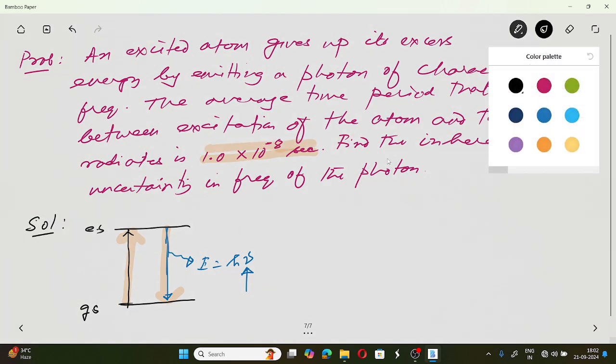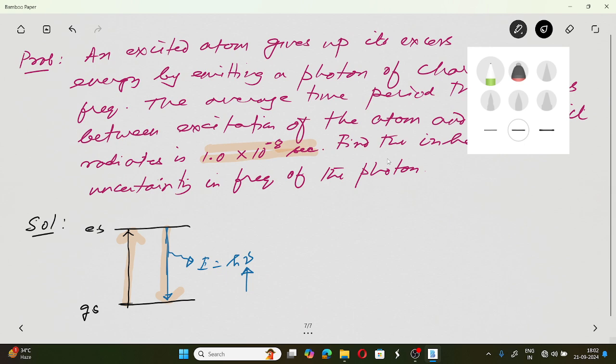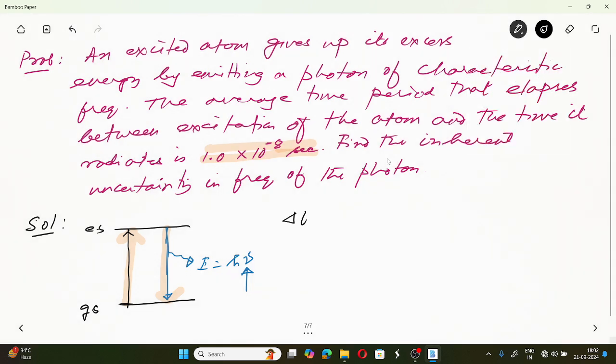So we can say that the uncertainty, this is very small. We can say the uncertainty in the determination of time for this process is given by 10 to the power minus 8 seconds. You're asked to find out the uncertainty in the determination of frequency.